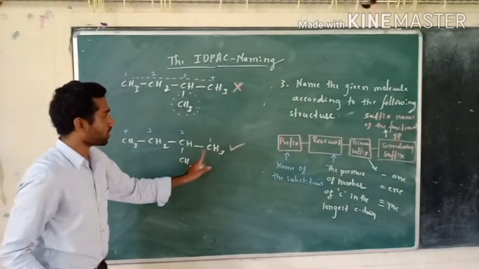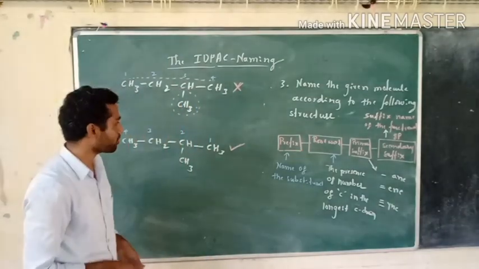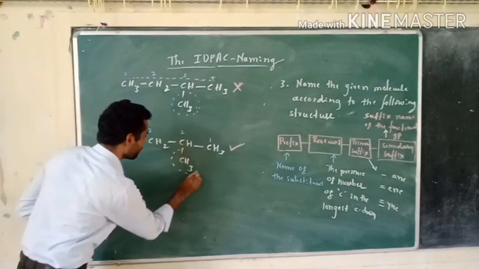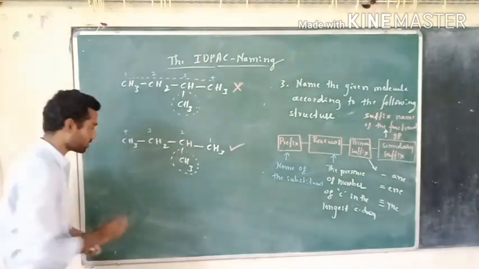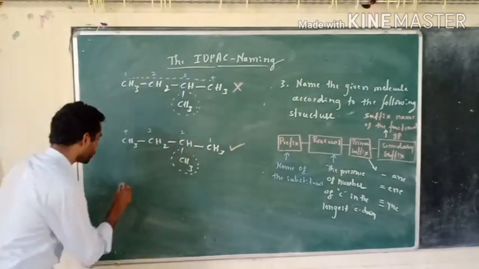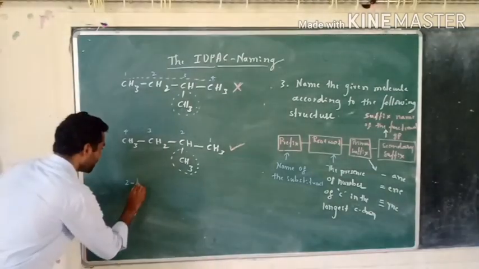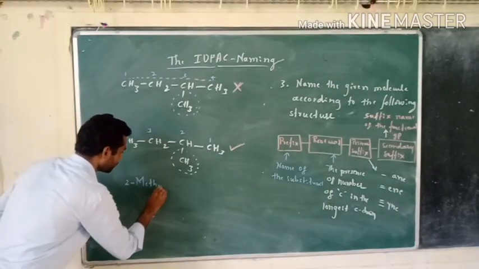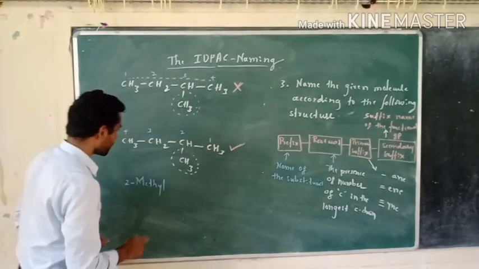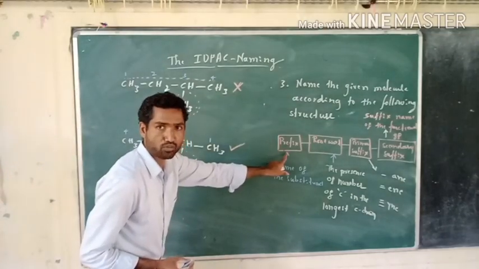Now the third rule is, we have to write the name according to this structure. First I have to write the prefix, the name of the substituent. Here the substituent is a methyl group. First I have to write the position, 2, because at the second carbon a methyl group is there. This is the methyl substituent, right? So 2-methyl is the prefix, the name of the substituent.